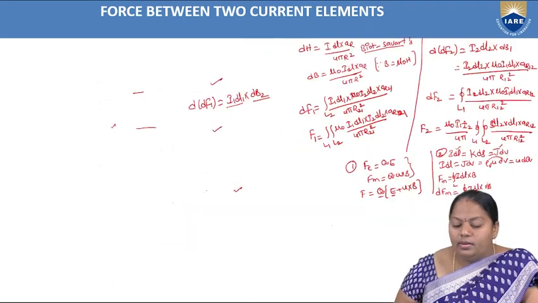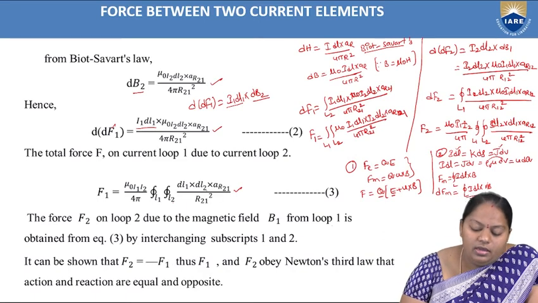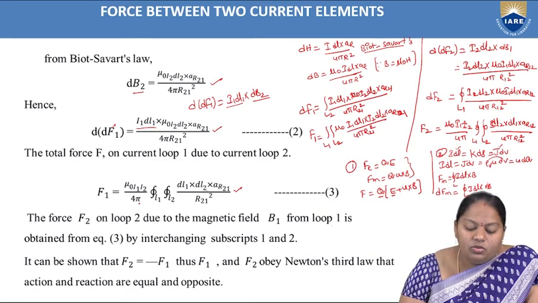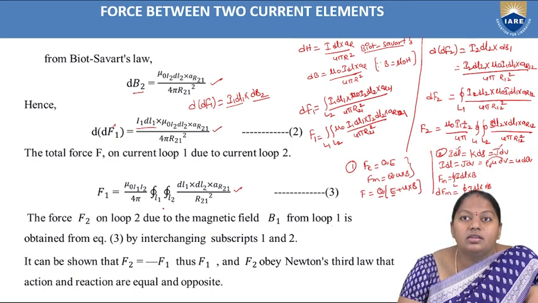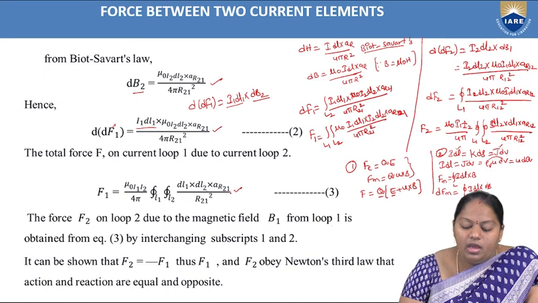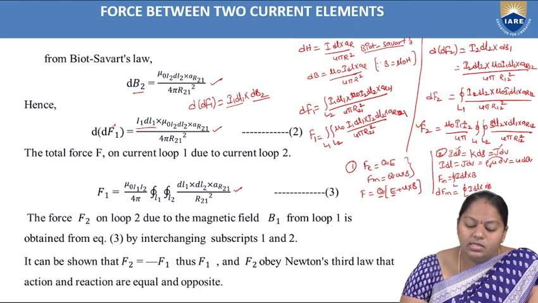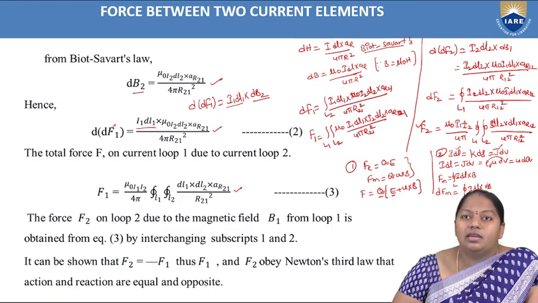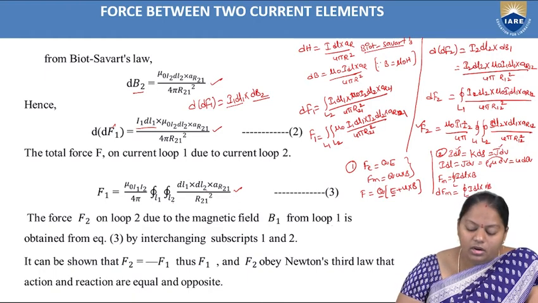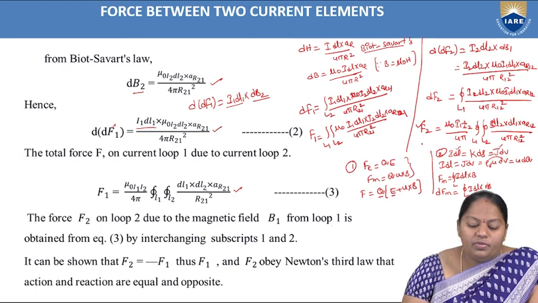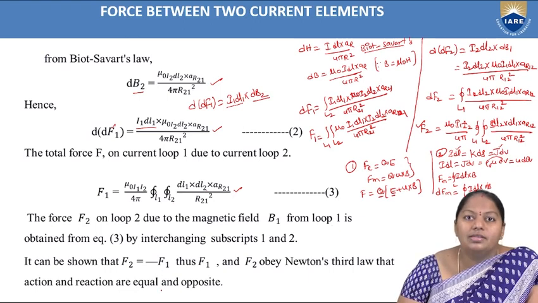Now from that, we have the final relation F1 given by mu naught I1 I2 by 4 pi, closed line integrals L1 L2 dl1 into dl2 into AR21 by R21 square, and similarly for F2 it is mu naught I1 I2 by 4 pi, closed line integral L1 L2, dl2 into dl1 into AR12 by R12 square. If you observe F1 and F2, the magnitudes are the same and the directions in which they act are different. Hence, from F1 and F2 we have F2 equal to minus F1.